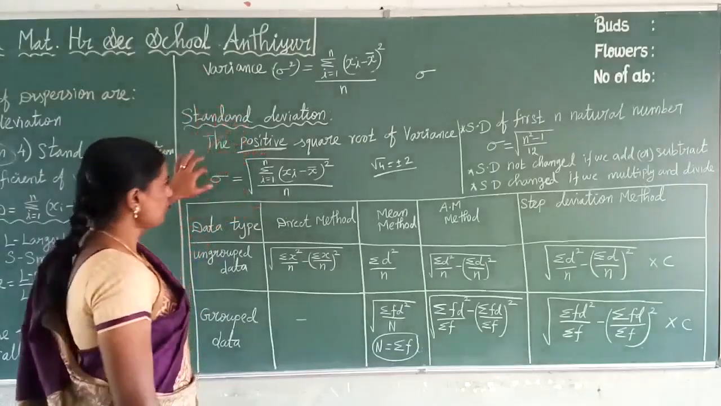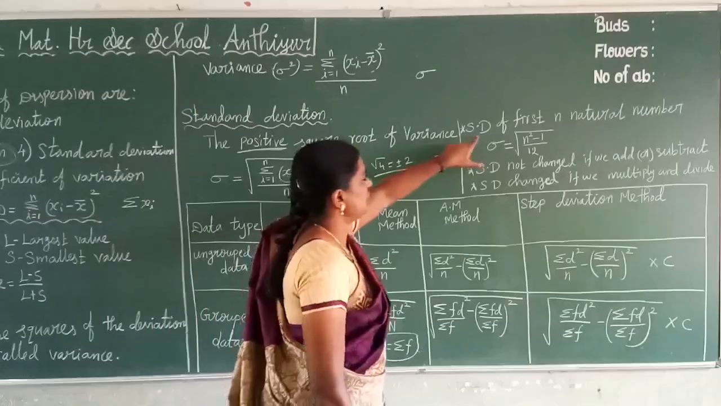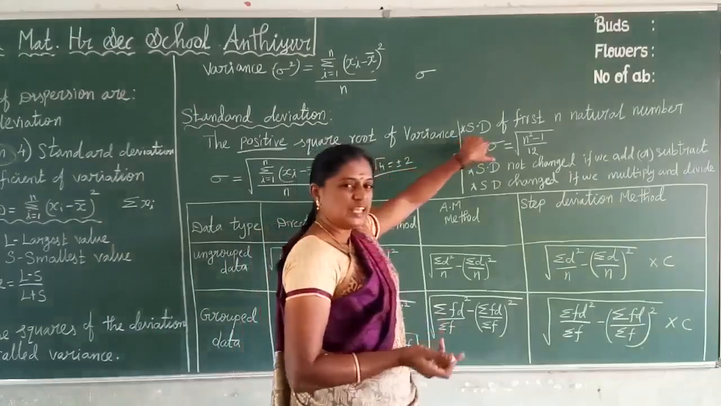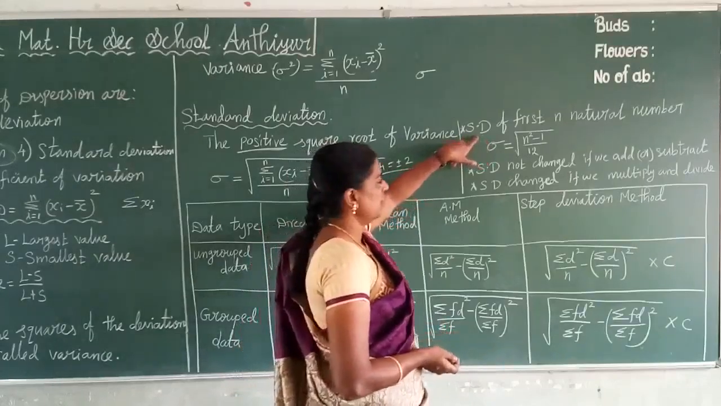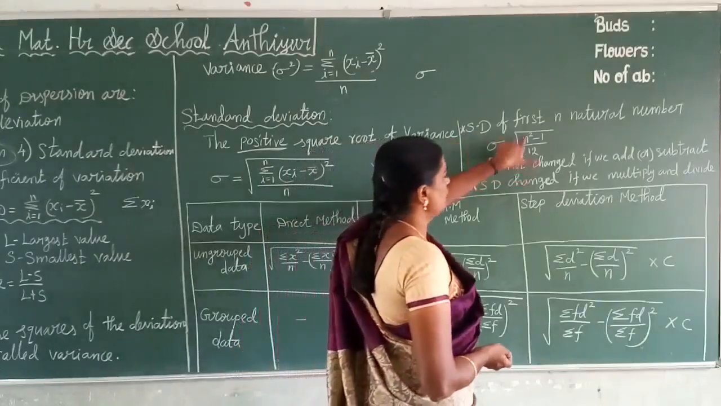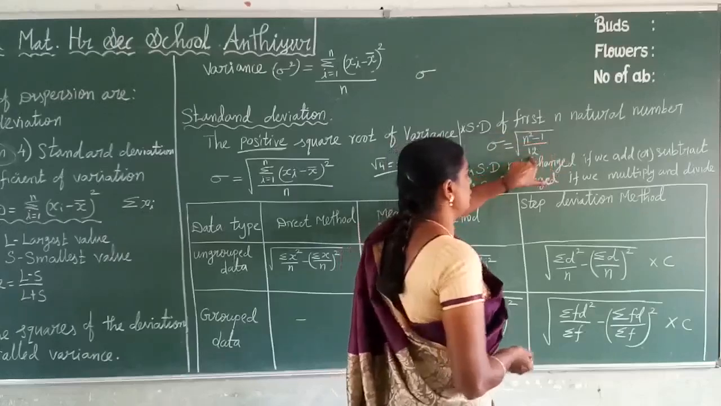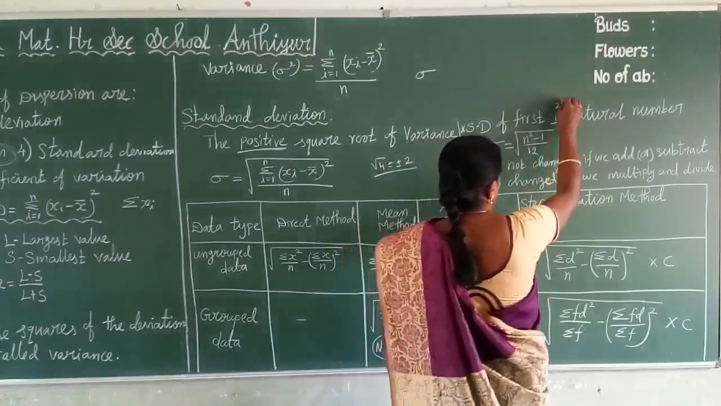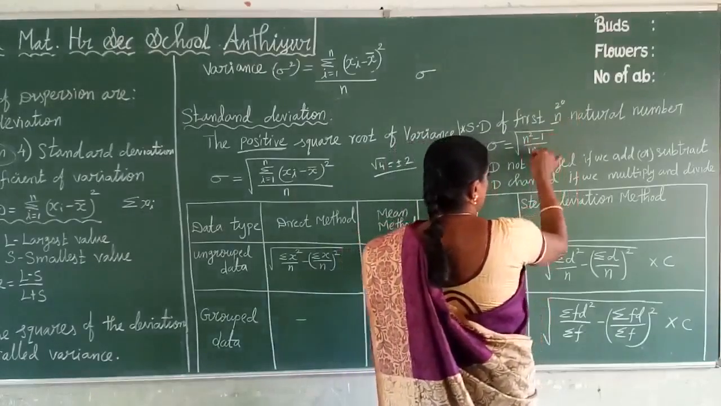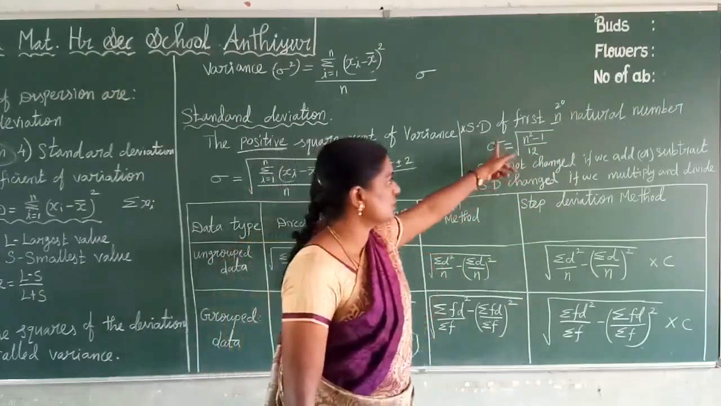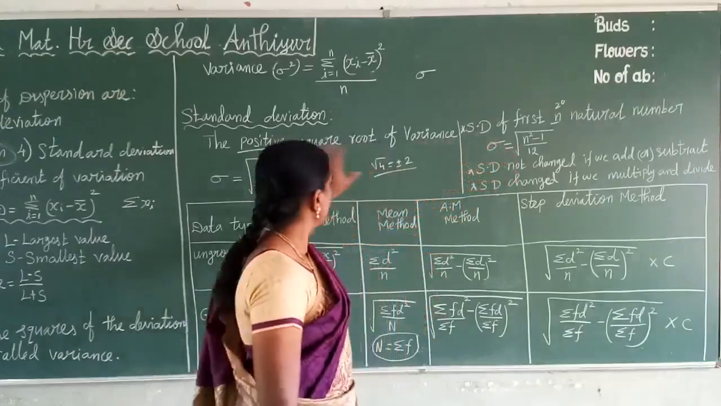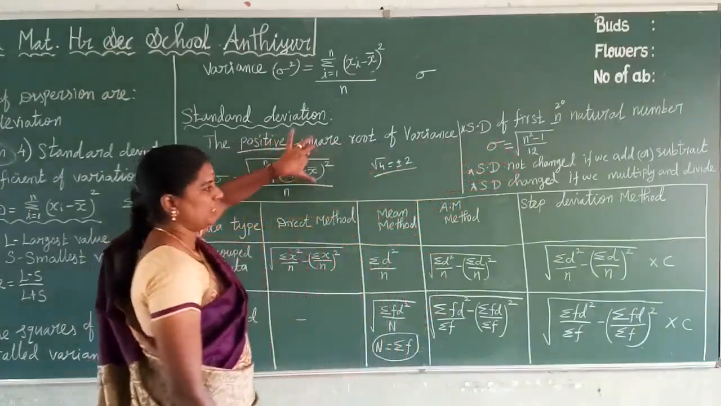Clear? Here the standard deviation, suppose given natural numbers, so 1 to 20 natural numbers, like that given, the standard deviation formula is equal to root of (n square minus 1) divided by 12. Suppose here 20 natural numbers means here (20 square minus 1) divided by 12. So natural numbers are only applicable starting from 1. Otherwise apply this formula. Clear?